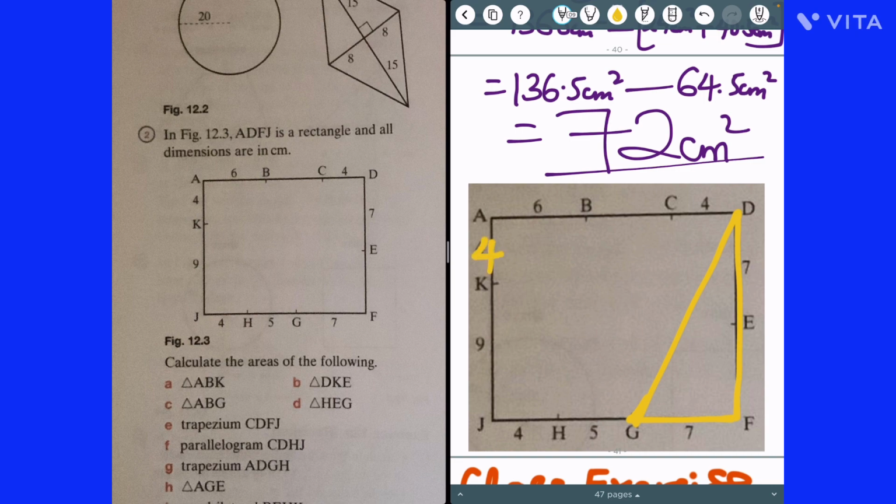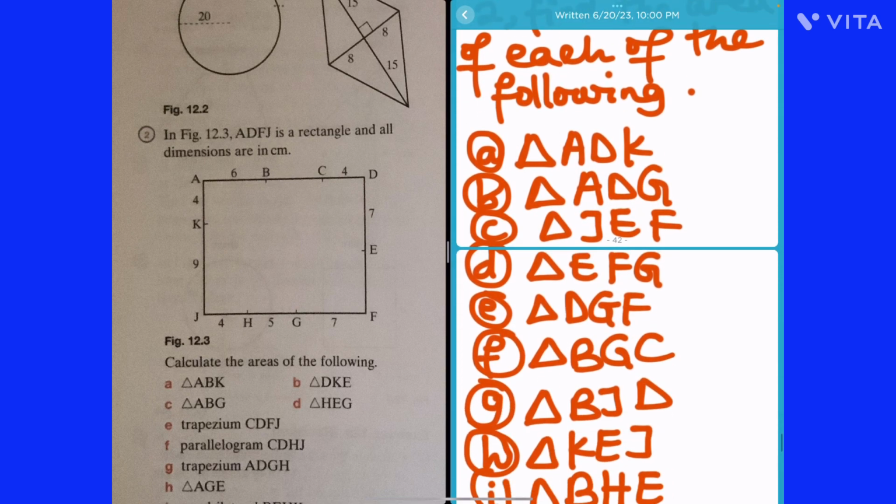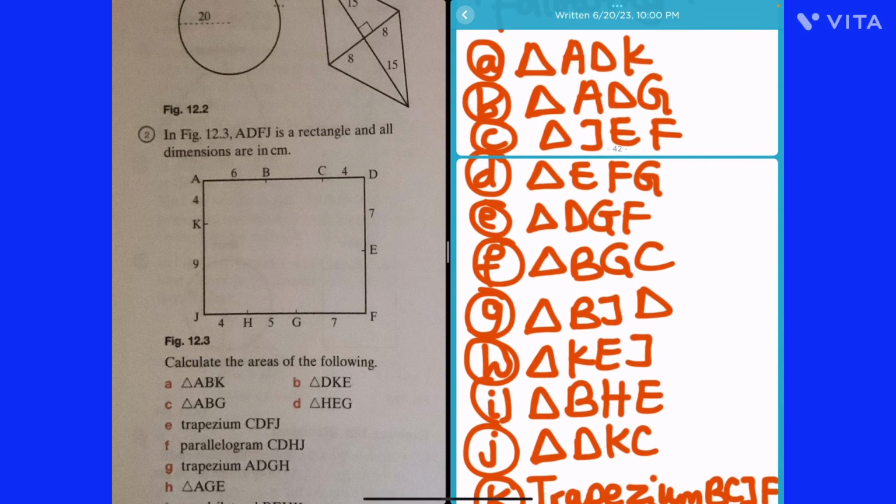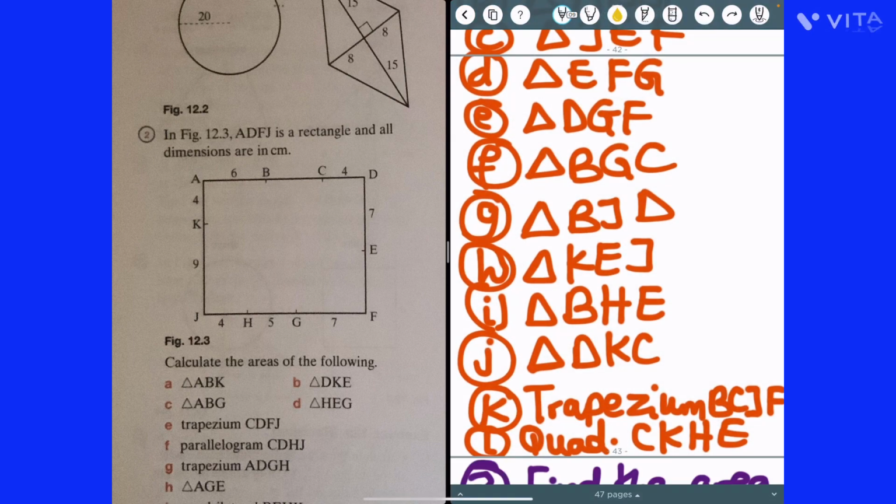Of course, I know 4 plus 9, my height is 13. This whole place is what? 13. So this is 13, my base is 7. Half area is half base times height, and that's half times 7 times 13. This is the perpendicular base, 7. This is the perpendicular height. So half base times height, that's half times 7 times 13. We're giving the answer to question E, which is the area of triangle DGF. Let's go ahead to question F.